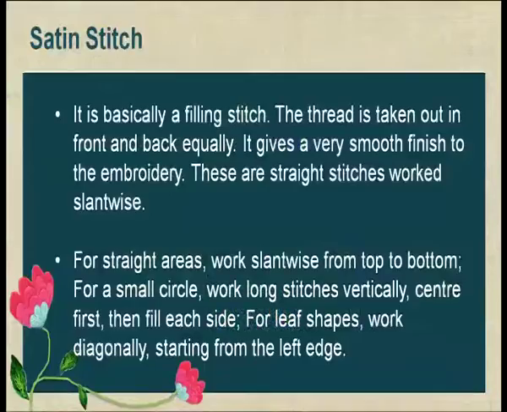Okay, now we see the second stitch. So this is a satin stitch. It is basically a filling stitch. The thread is taken out in front and back equally. It gives a very smooth finish to the embroidery.